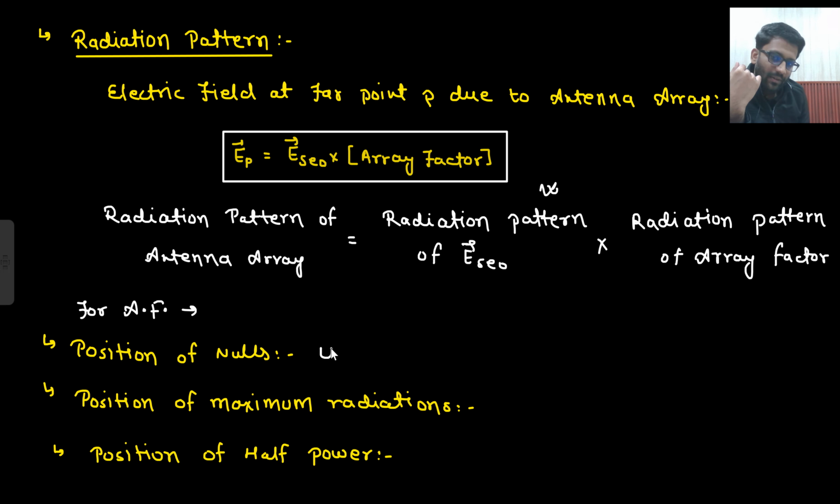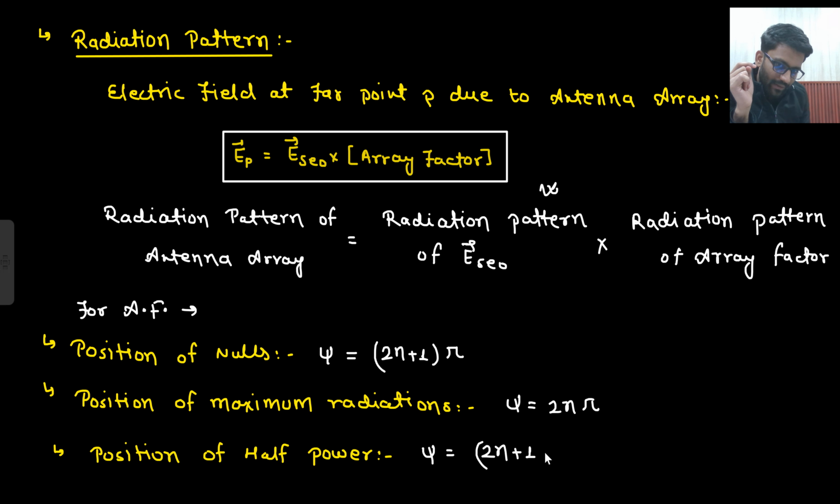Yes. What I will do? My phase difference should be equal to (2n plus 1) pi. This we have already seen in the last lecture. Can I find the position of maximum radiation? Yes. What should my phase be equal to? 2n pi. And can I find the position of half power? Yes. My phase difference should be equal to (2n plus 1) pi by 2. That means odd multiples of pi by 2, even multiples of pi, and odd multiples of pi, where n can vary as 0, plus minus 1, plus minus 2, and so on. So yes or no. Okay.